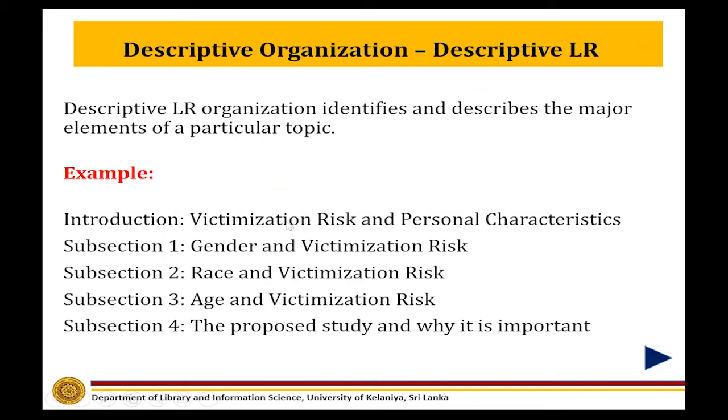The introduction, the main topic, will be, this is just an example, victimization risk and personal characteristics, right? If so, there will be more subsections: gender and victimization risk, race, age, and finally, it will again align with our study, saying the proposed study and why it is important, because we need to show the gap and where my research is going, right? So that's called descriptive organization. If you are happy to conduct your literature review section in that way, feel free to do so.